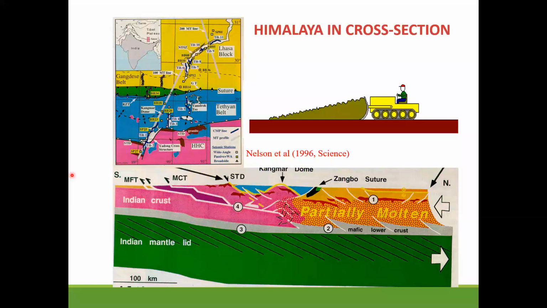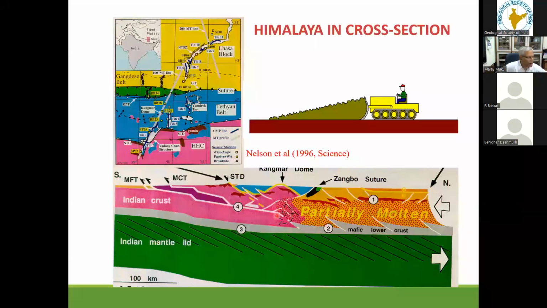To continue with the story, through geophysical imaging, in 1996 the decollement, the detachment, was actually imaged through geophysical means, and then we got to the idea that the Himalaya had a basal detachment, and that was called the Main Himalayan Thrust.